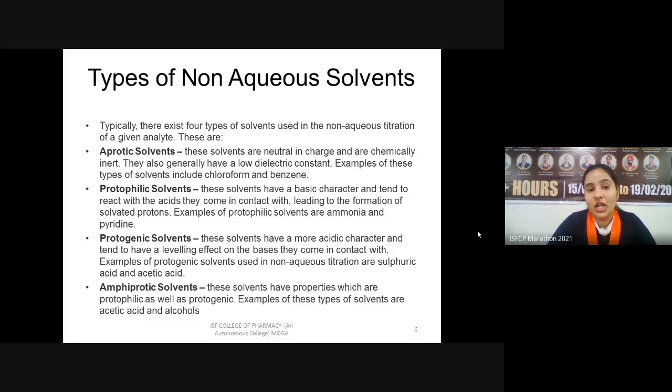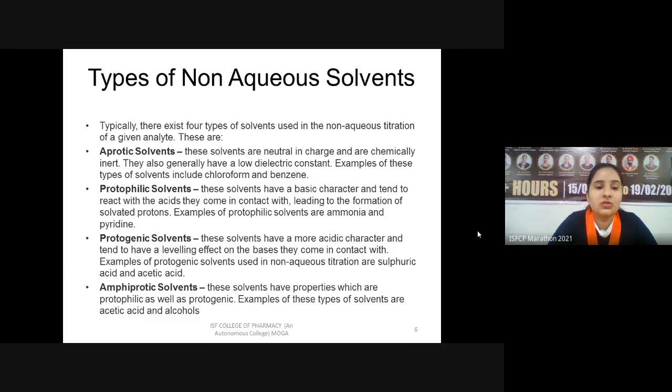In protogenic solvents, basically we include those solvents which have much more acidic character. Much more acidic character means that it has a tendency to release H positive ions very quickly. If it is going to release H positive ions very quickly, the H positive ions will be accepted by a weak base and a strong base also, because protogenic solvents, being very acidic in character, have a tendency to give H positive ions to weak bases as well as to strong bases. Hence they show a leveling effect, and they act as leveling solvents.